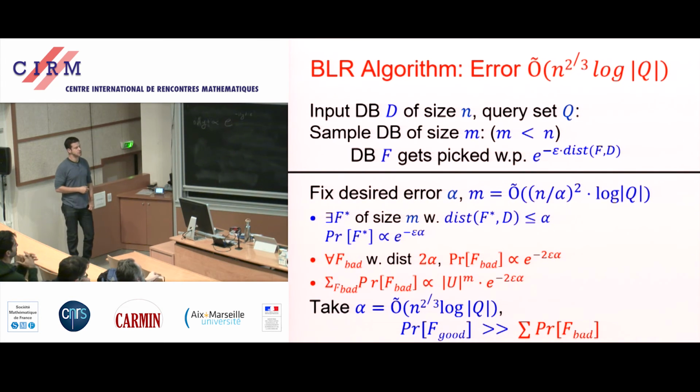is n to the 2/3 times log q. You can check the calculation. But by picking this alpha, I still get that the probability of the good data set, even the single good data set that I claimed existed, is bigger than the sum of all the probabilities of the bad data sets.